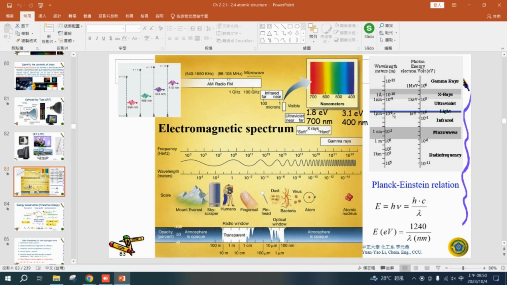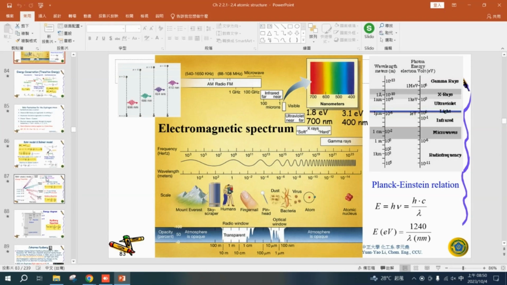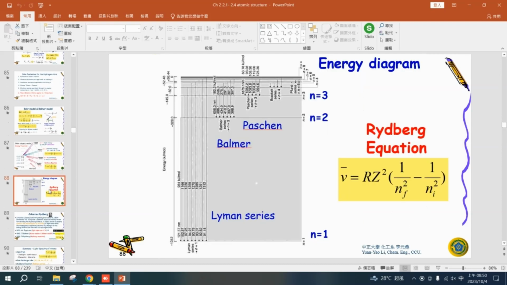Okay, visible light, 400 nanometer to 700 nanometer. Energy from 1.8 electron volt to 3.1 electron volt. So this is very important. Please remember this. And last week we talked about the Rydberg equation, and this is also an equation I want you to remember, because the Bohr atomic model is related to this also.